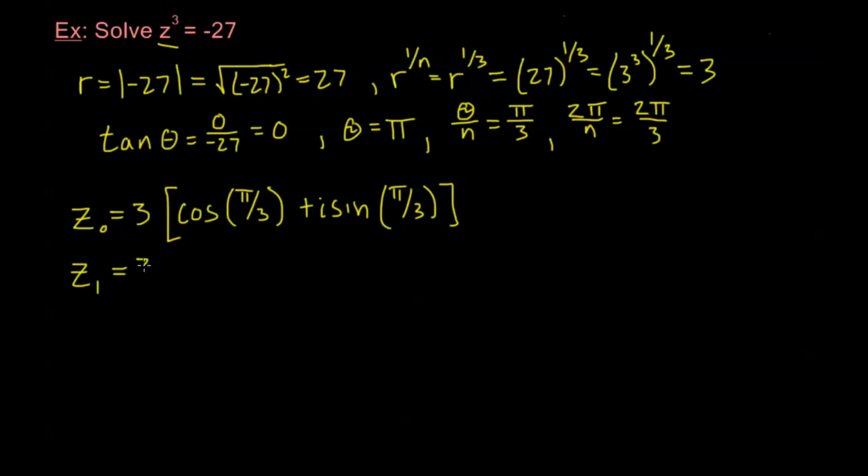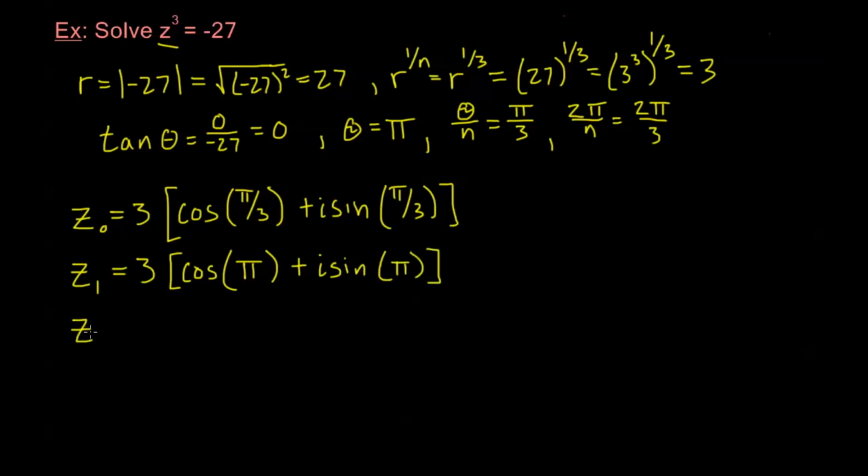Now to find subsequent roots, in our formula we're plugging in values for k. This is when I plug in k equals 1, but remember if we go in order, all I need to do now is add 2 pi over n to the argument of the previous root we found. So this is going to be cosine of pi over 3 plus 2 pi over 3. And pi over 3 plus 2 pi over 3, well that's just pi, isn't it? So I have cosine pi plus i sine pi.